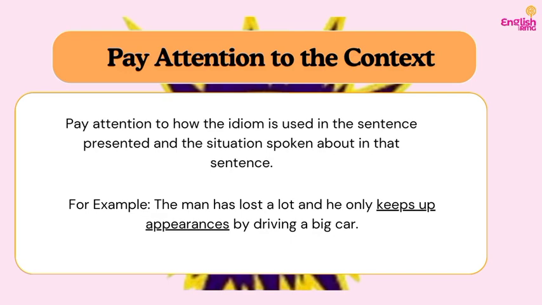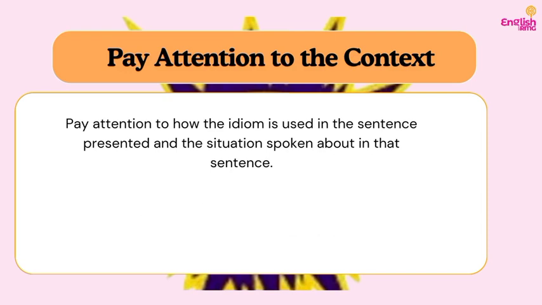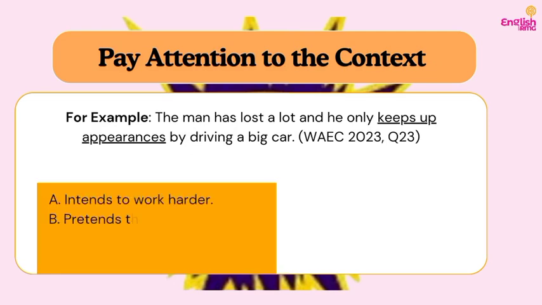The man is trying to cover up for himself. The man is trying to pretend as though all is well, or as though he hasn't lost anything, when indeed he has lost a lot. Do you understand? So by looking at the context here, we can decipher the meaning of keep up appearances.